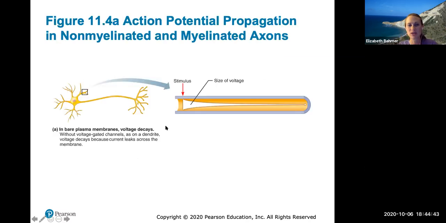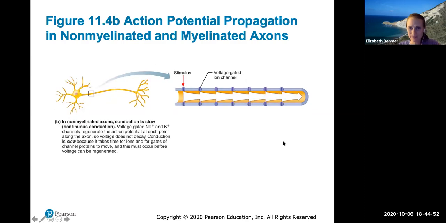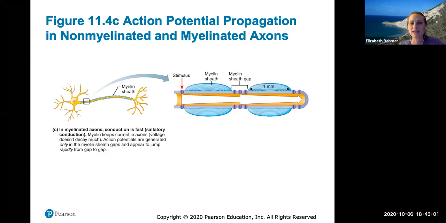So this is showing here the stimulus being applied, the size of the voltage. This is in a non-myelinated axon, I believe. In non-myelinated axons, the conduction will be very slow. This is called continuous conduction. Whereas in myelinated axons, the conduction is fast. The myelin keeps the current in the axons, so there's not much voltage decay, we say. So the action potentials are generated in the gaps, and they will jump wherever there's sodium channels, which are these things here.